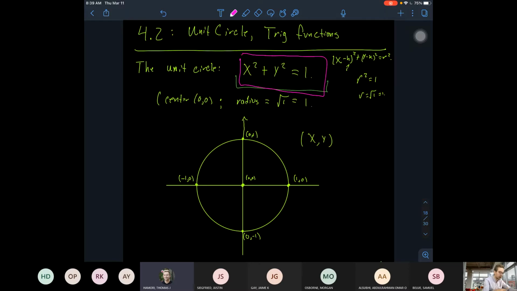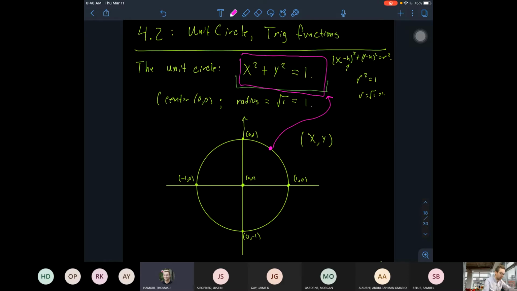So in particular, any point which is on the unit circle will satisfy this equation if we plug x comma y in for x and y in that equation. We should get 1. Okay, so that's its equation.